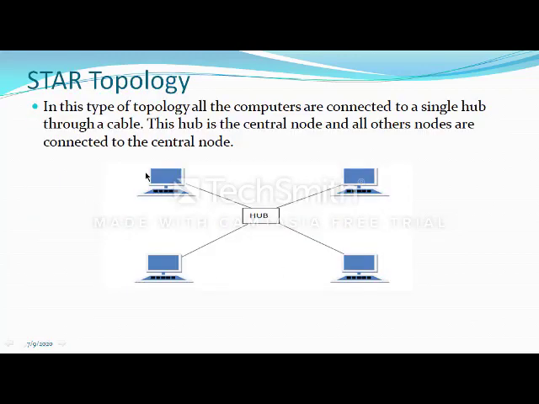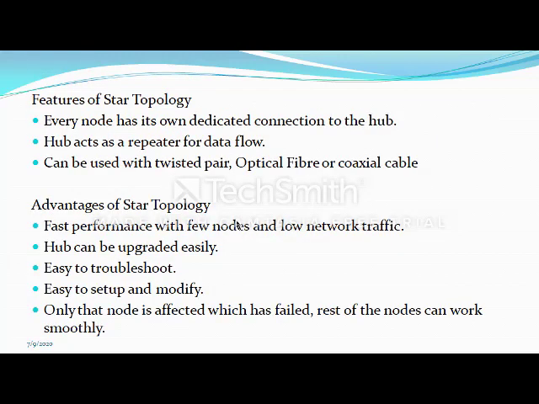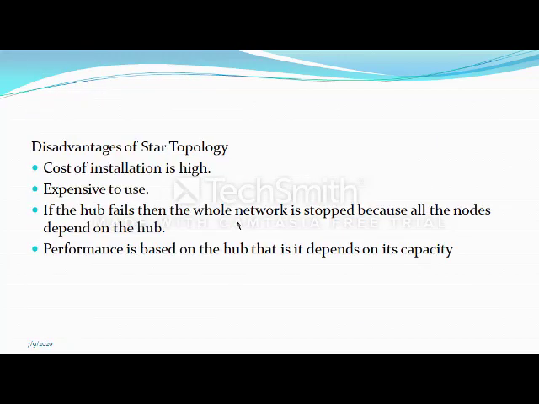See here, if this fails, the entire network fails. The advantage is that if a node fails, you can replace it with some other system. See, it is very expensive. Performance is based on the hub, that is, it depends on its capacity.